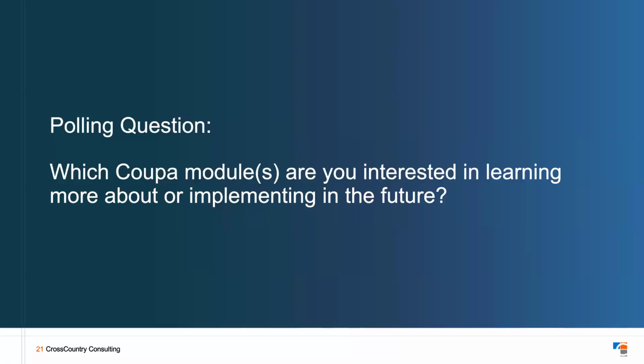So, polling question number two: which Coupa modules are you interested in learning more about or implementing in the future? I won't go through the full list. It's basically just a list of all of the modules that Coupa offers. I will give folks 20 or so seconds to respond, and we'll take a look at the results.